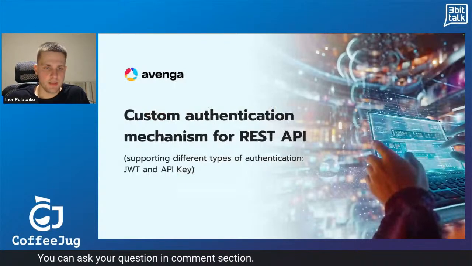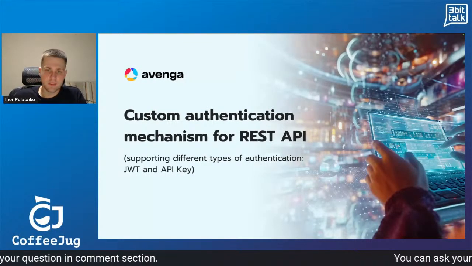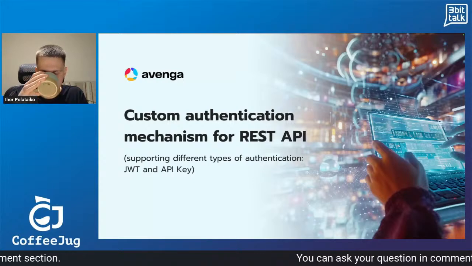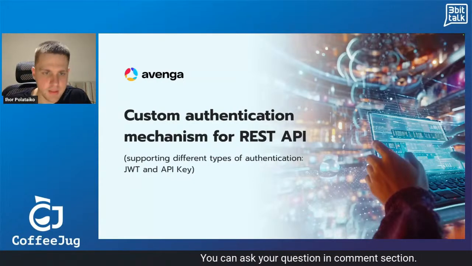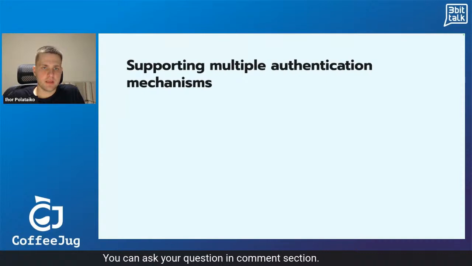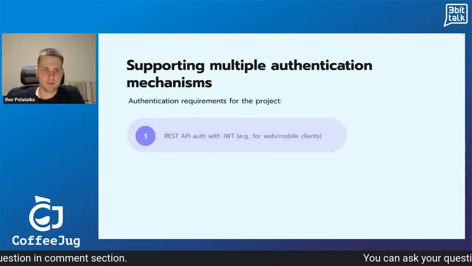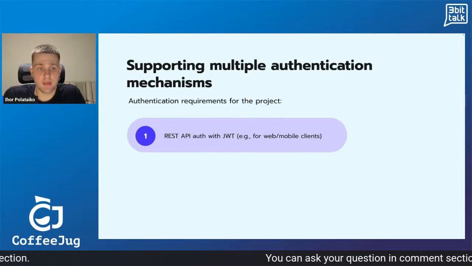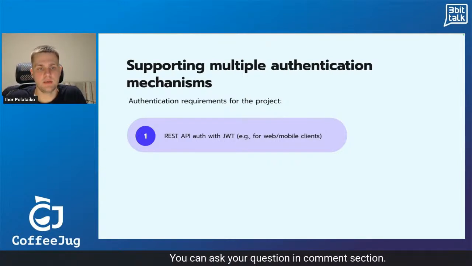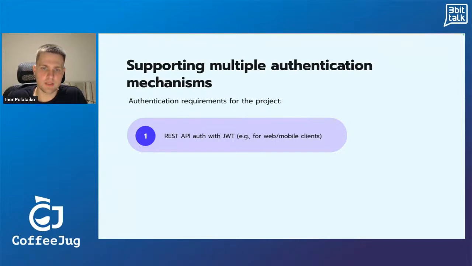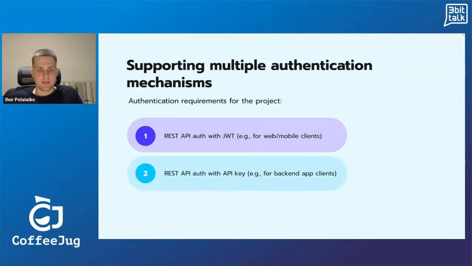Yeah, and now let's see a practical example of how all of this can be leveraged. In this setup, we'll create the authentication mechanisms for the project, which should support two types of authentication for REST API. And the first one will be REST API authentication with JWT, for example, for web or mobile clients. Yeah. And the other one will be REST API authentication with API key, for example, to be leveraged by backend app clients.